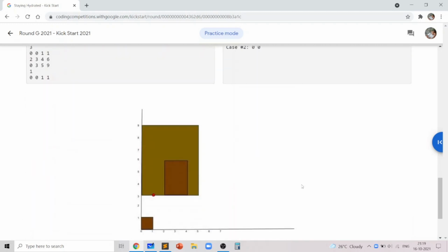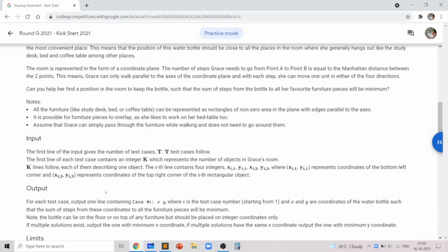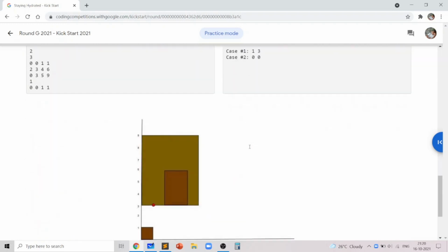So for example, let's say that we have three rectangles. These are the three rectangles which you can see, and over here it's optimal to choose the point 1, 3 as the point where you minimize the sum of the distances from this point to each of the three rectangles. You can verify that the minimum sum of the distances is 2 plus 1, which is 3, and that's why this point is the minimum. Note that if there is more than one such point, we need to choose the one with minimum x coordinate and the one with minimum y coordinate.